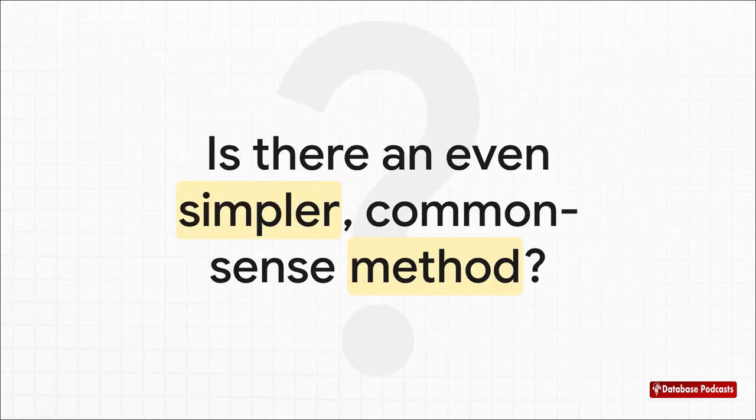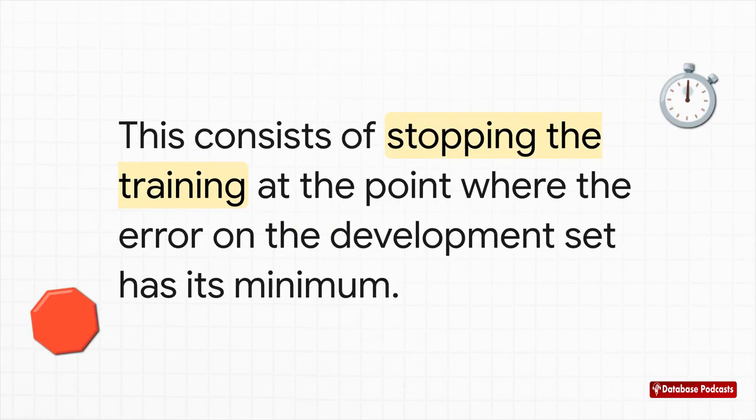L1, L2, and dropout are super powerful, but they do add a little bit of complexity to our setup. Is there a more straightforward, just common sense approach we could take? You bet there is. It's called early stopping, and it is beautifully simple. All we do is watch our model as it trains, and we just hit the brakes at the perfect moment, right before it starts to overfit and its performance on new data starts to get worse.